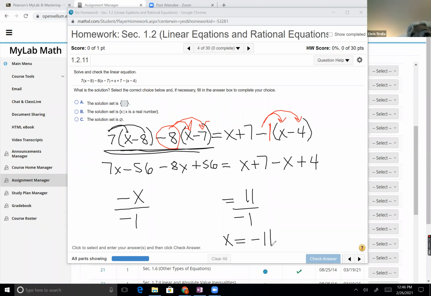How was it? Good. What you have to remember is you need to distribute. When you distribute, watch your signs and be very careful when you combine like terms. After you've simplified each side, it should turn into, maybe not quite as easy as this, but it should turn into a much easier equation to solve. Can I erase this problem?